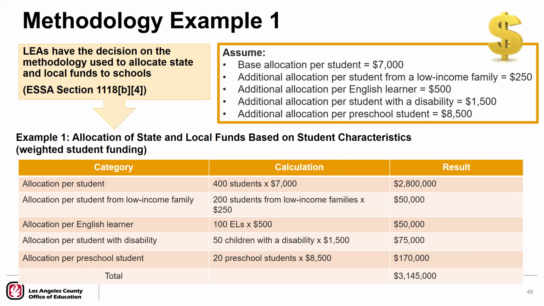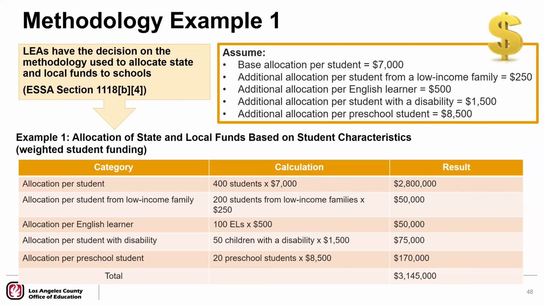And we're going to look at two different examples. So this one, it's the determination of what methodology is being used. And it's up to the LEA how to decide what they're going to do. And in this example, we see that in our first example, it's based on student characteristics.